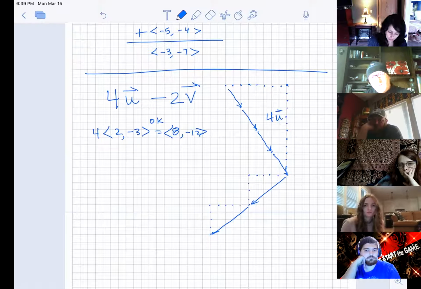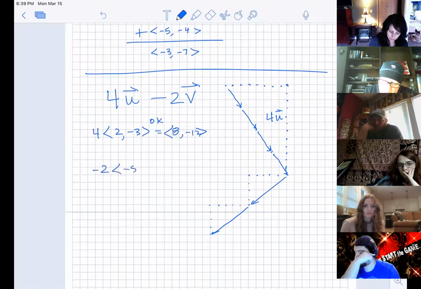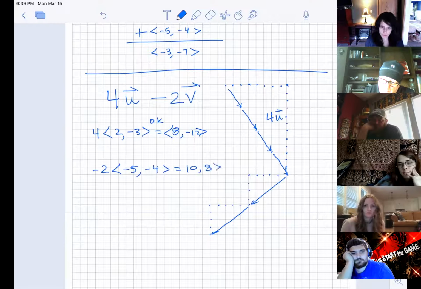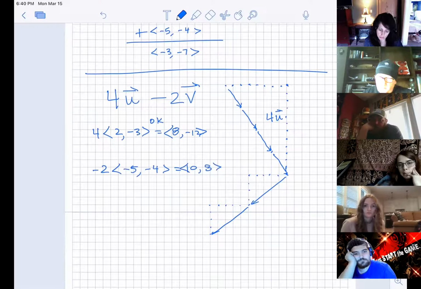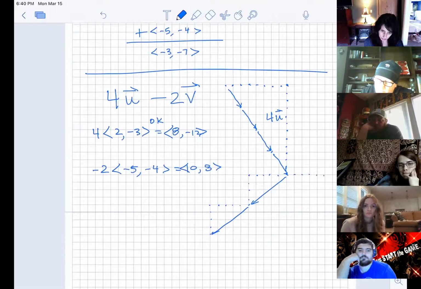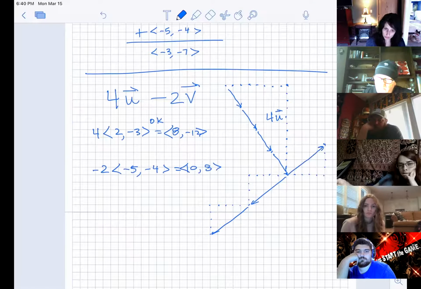So what we're doing is we're saying times negative 2. And so if you say negative 2 times negative 5, negative 4, then I guess that would turn into positive 10 and positive 8. And so your instinct, Madeline, was exactly right. It's kind of like the reverse. Don't go left 5 and down 4. Go right 5, 1, 2, 3, 4, 5, and up 4. Notice it's in exactly the opposite direction.